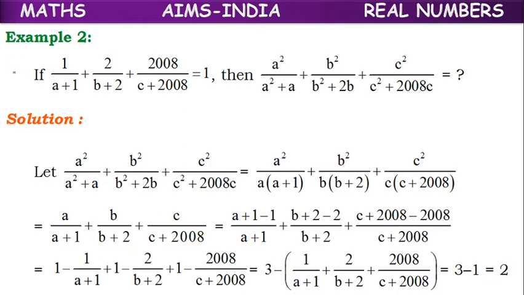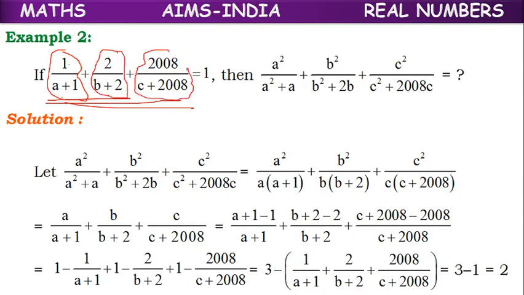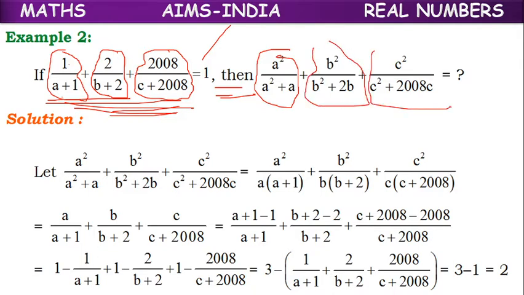So here, if 1 by a plus 1 is the first term, 2 by b plus 2 is the second term, and 2008 by c plus 2008 is the third term, the sum of the 3 terms is equal to 1. They have given it equals 1. Then what is the value of the sum of these other 3 terms that they are asking?